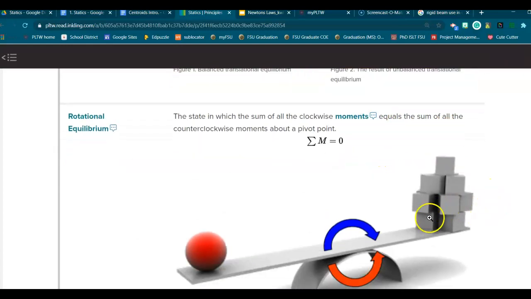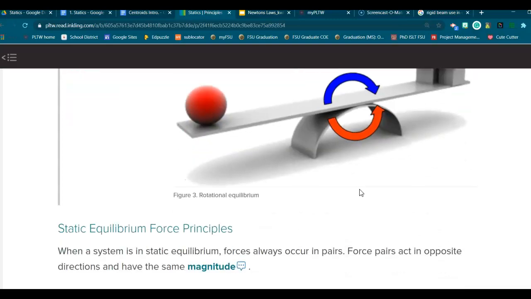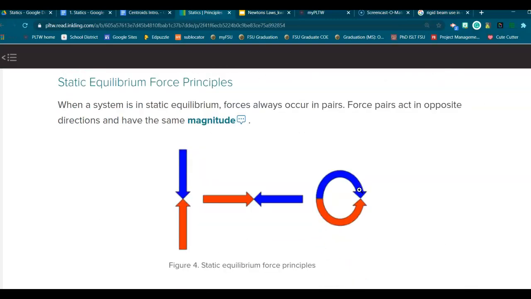No. Well, the moment is, if you remember from the beginning of the year, force times distance. So we looked at either side, left and right, and we looked at how much force, so these blocks, times how far away, the distance they are from the fulcrum. And then we looked on the other side, the ball, how much weight it has, or the force here, and what the distance is. So moment equals force times distance. They're saying here the sum of the moments, so this side and that side, would be equal to 0. We've already done the math on this. We'll revisit it and it'll be fresh in your head again. That's pretty easy. Okay, so let's look at static equilibrium force principles.